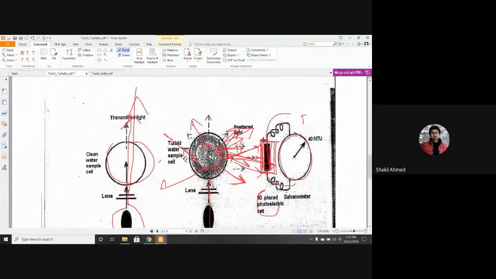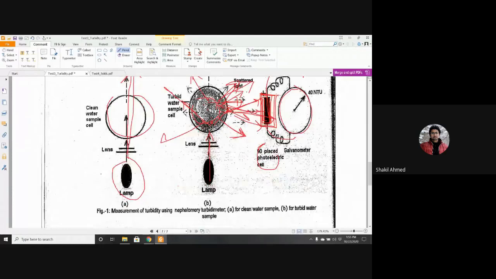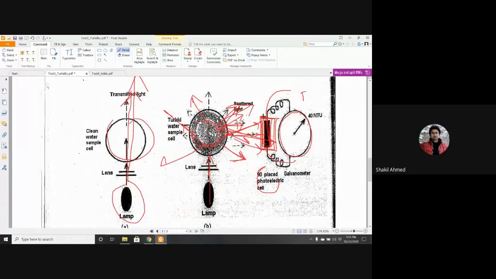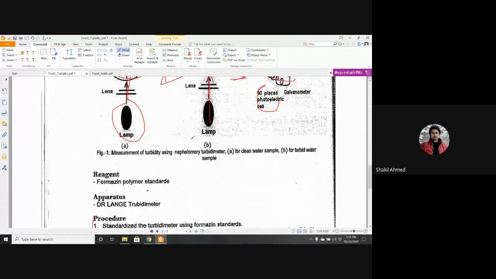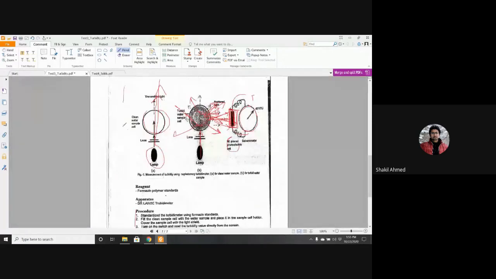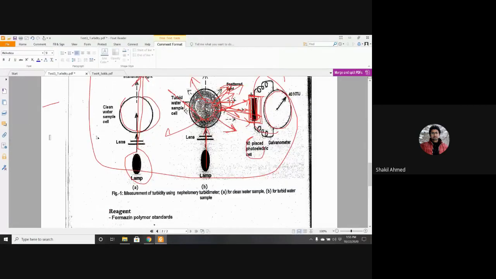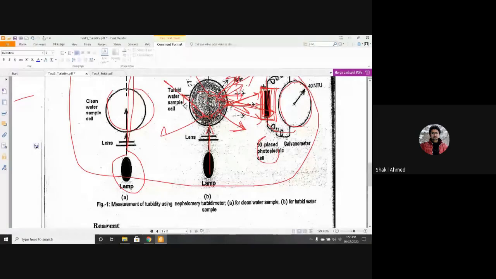So it's easy. It will be shown to you in the experiment in the lab that you have a turbidity meter. All this setup is in a turbidity meter. Okay, we call it turbidity meter.